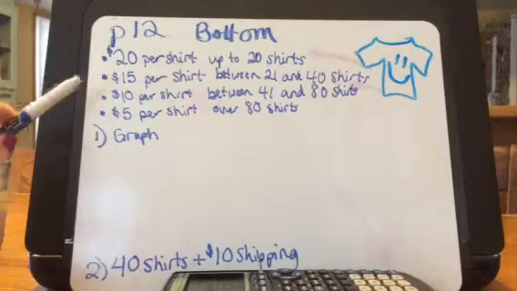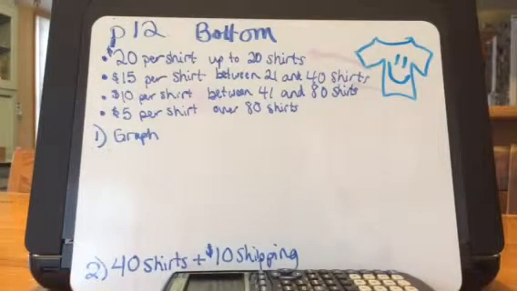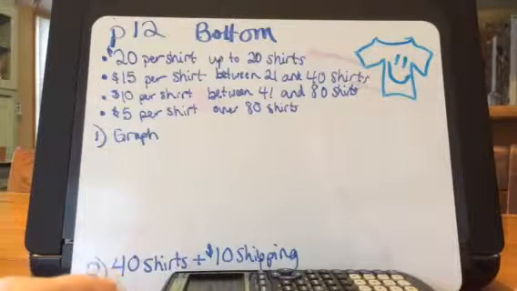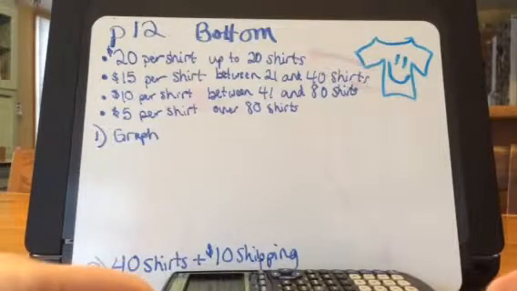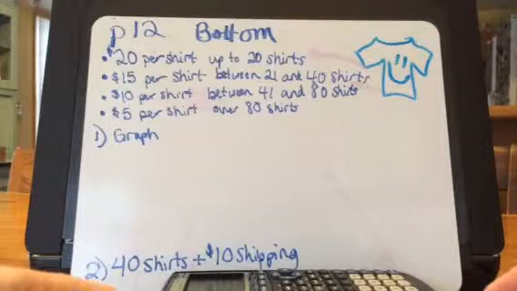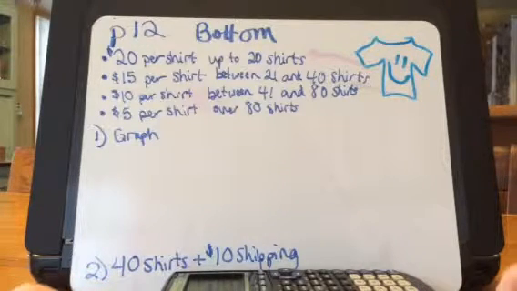It gives you all of this information. 20 bucks per t-shirt when you order up to 20 shirts. $15 per shirt when you order between 21 and 40 shirts. 10 bucks per shirt when you order between 41 and 80 shirts. And as soon as you order over 80 shirts, it's 5 bucks per shirt.